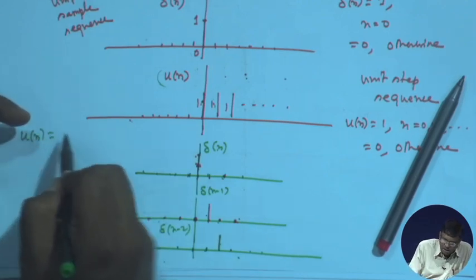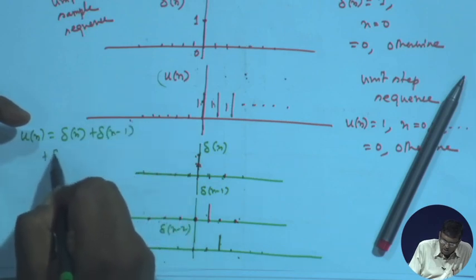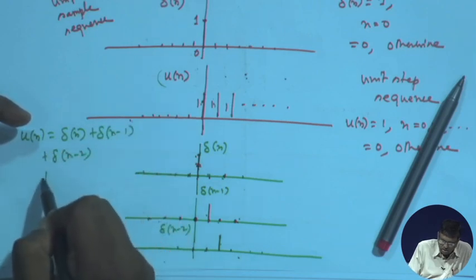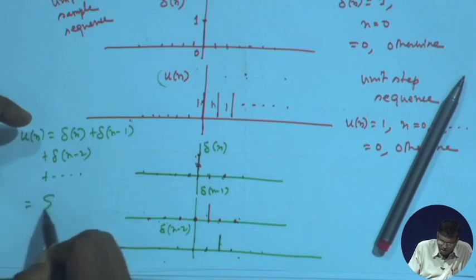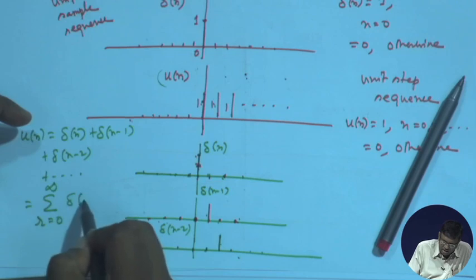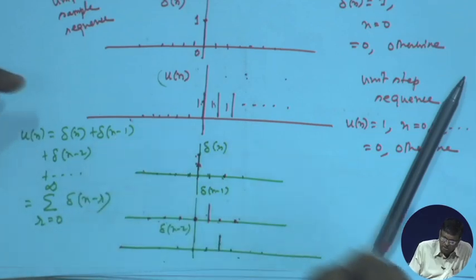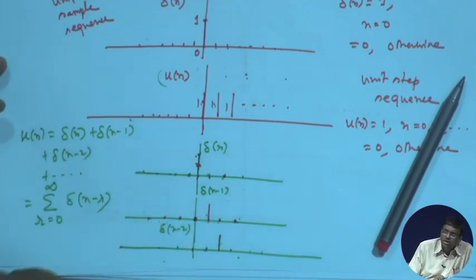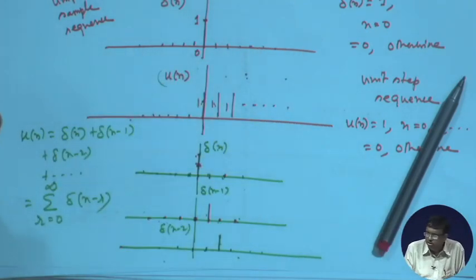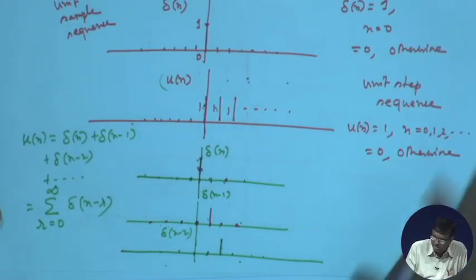So, u[n] you can easily see as delta[n], then delta[n minus 1], then delta[n minus 2], and so on. Compactly, you can write the sum over r from 0 to infinity of delta[n minus r]. So, r equal to 0 means delta[n], r equal to 1 means delta[n minus 1], delta[n minus 2], and so on. So, this is how you write u[n] in terms of delta[n], and delta[n] can be written in terms of u[n] in this way. This is your u[n]. Okay.